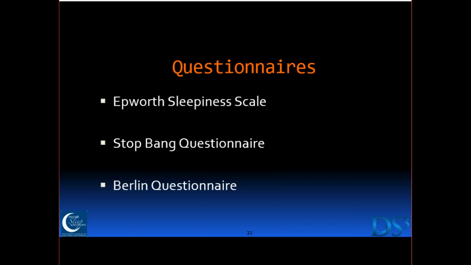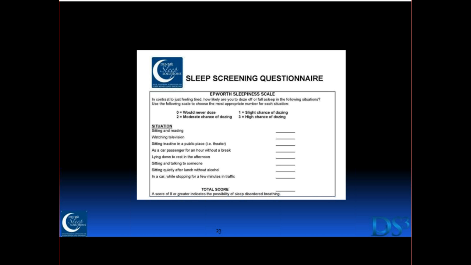Right, and it's just a quick way to say this person's at high risk, this person's at moderate risk, this person's at low risk. Doesn't mean all the low-risk people don't have apnea, but let's address the ones that are at high risk first. If we can start doing that, we're going to make a big difference. The Epworth is probably one of the most popular ones. That really just tells that the patient's sleepy or reports that they're sleepy.